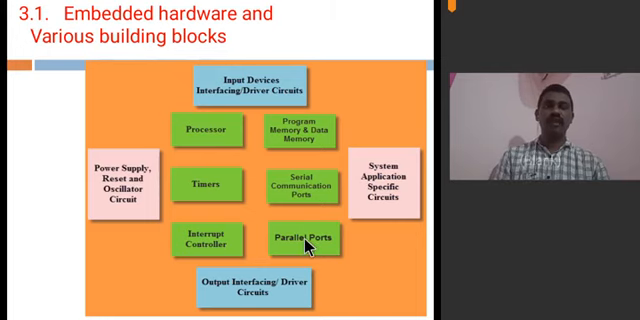Next we will see what different parameters we should consider in order to select a processor which is suitable for our application. Let us see here. Processor selection for an embedded system. How should we select a processor for our embedded system or embedded application?